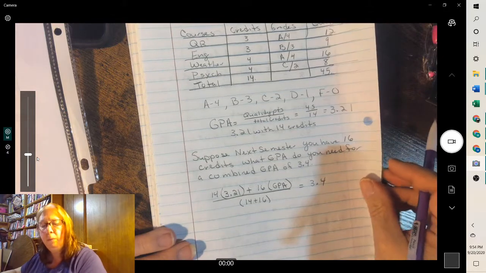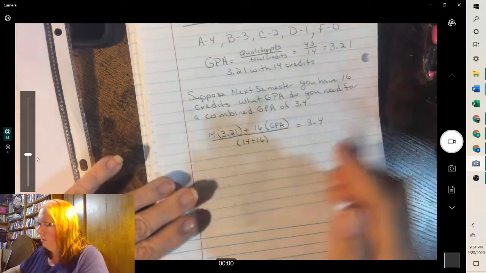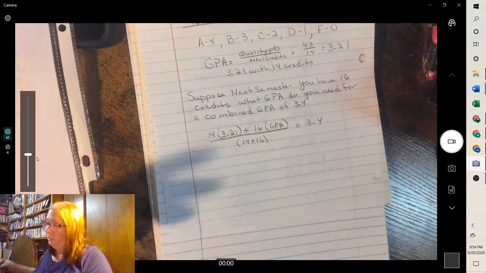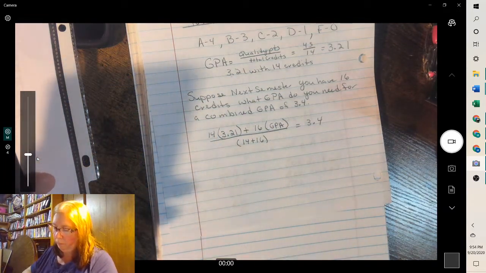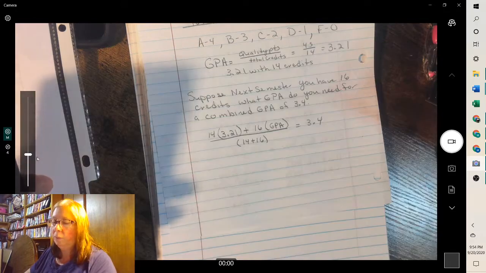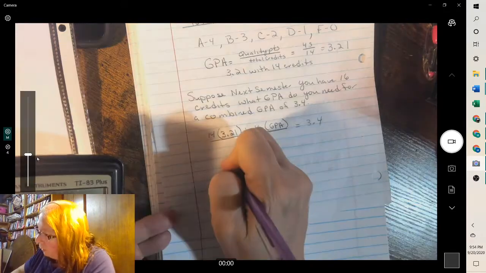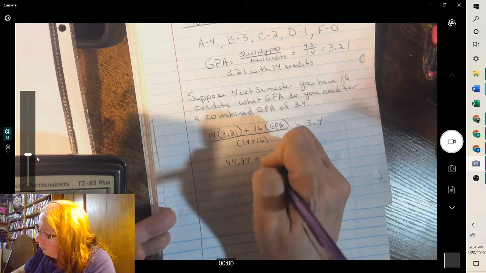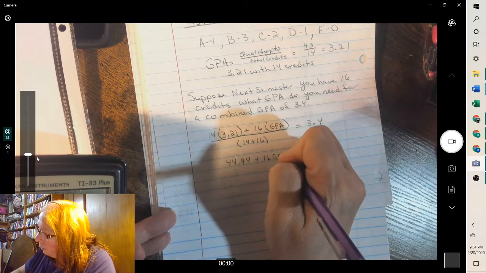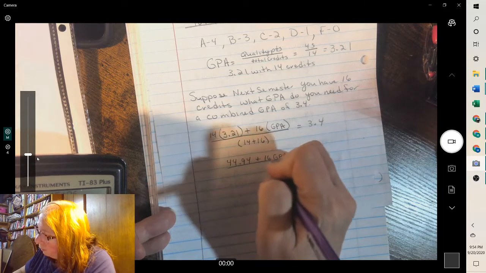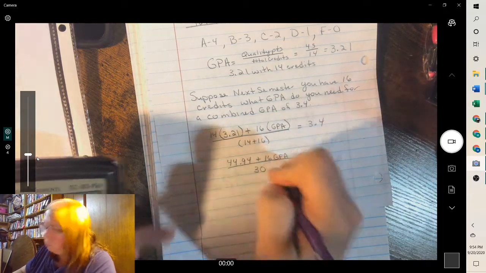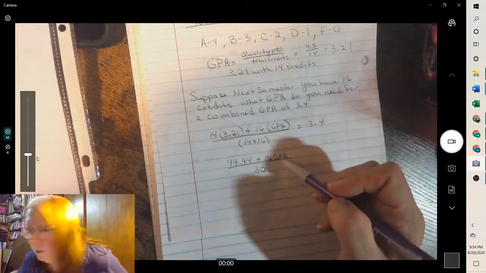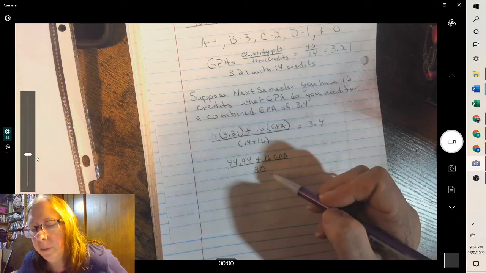So you definitely have to work with your algebra here. First, we'll multiply these two together. 14 times 3.21, and you get 44.94, and never round until the end. So we have 44.94 plus the 16 grade point average over 30.